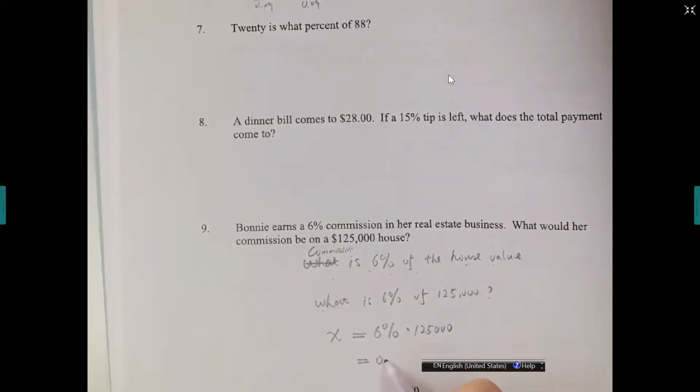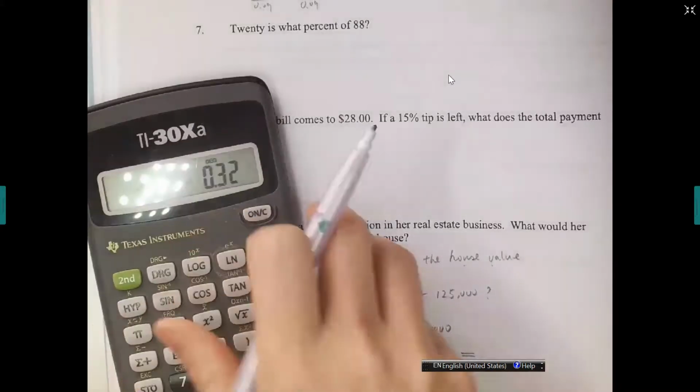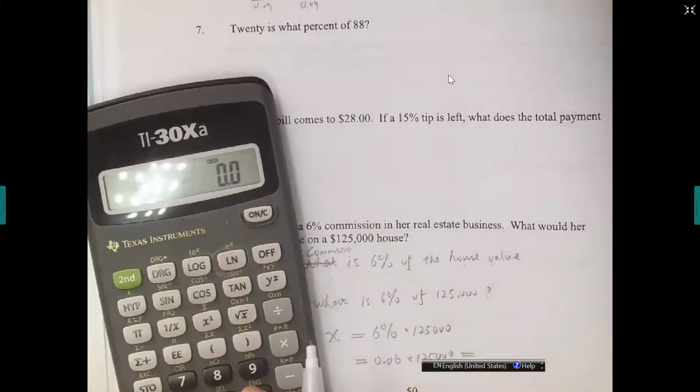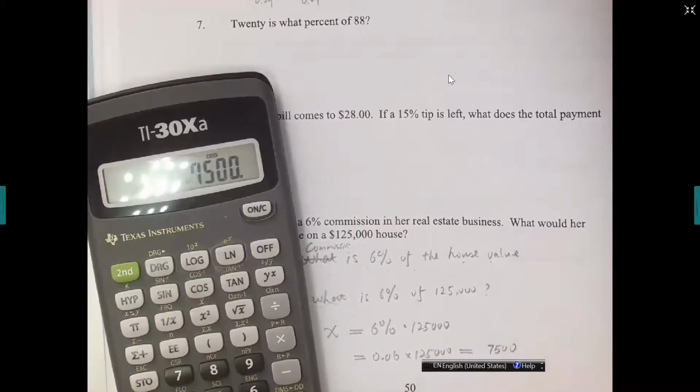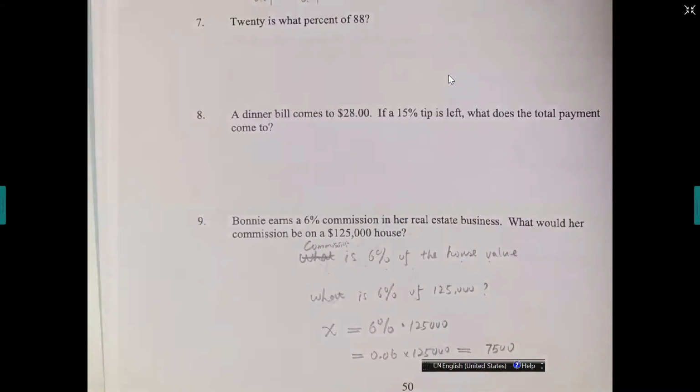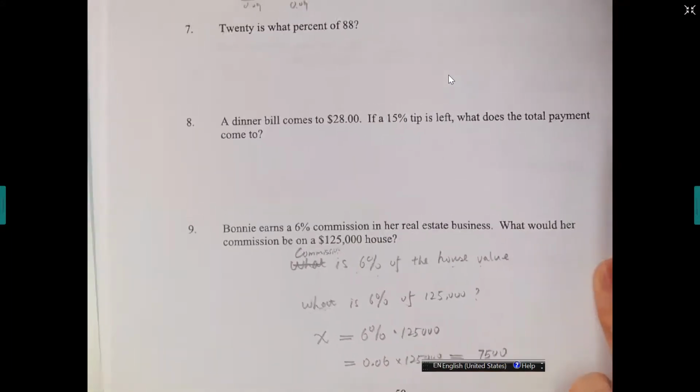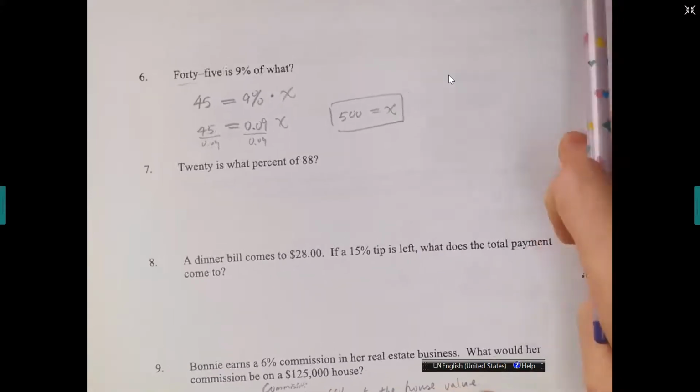And use your calculator. Equals 0.06 times 125,000. And then you can get the number. So use your calculator right here. You got 0.06 times 125,000 equals 7,500. So she will earn $7,500 as a commission fee if she sells a house at this value. All right, so this is a pretty simple real life problem. One more here. This is even more common.